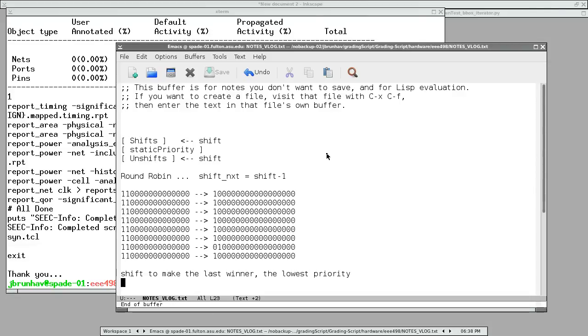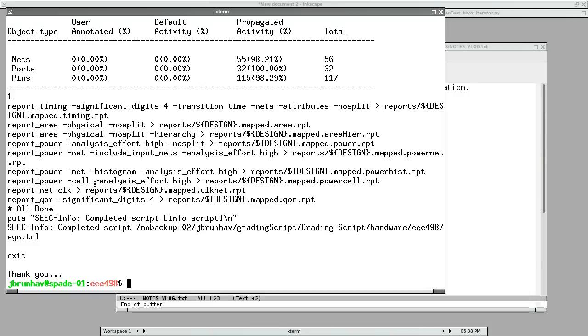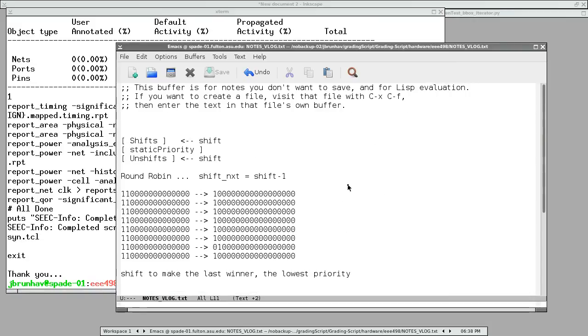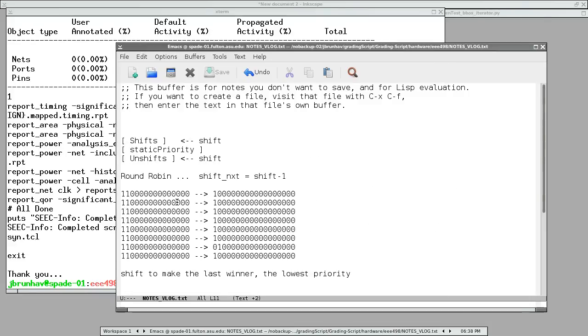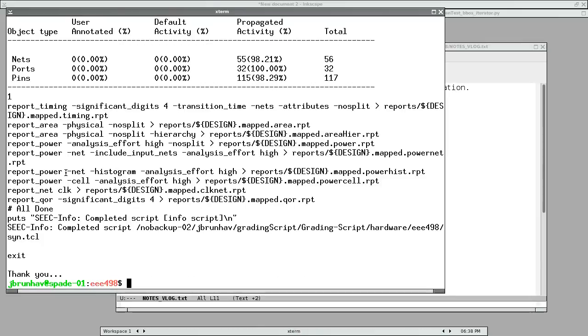All right. So the last thing we'll take a look at before we call it a night is what the synthesis result is. So next time we'll build the shift unshift unit based off of this last winner thing, and then we'll hook it all together to build an early version of our priority encoder.